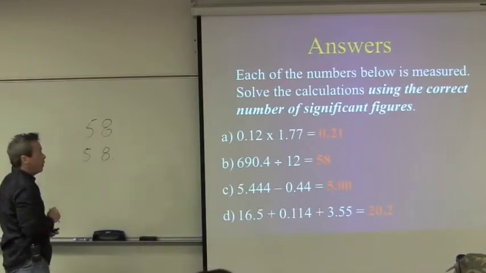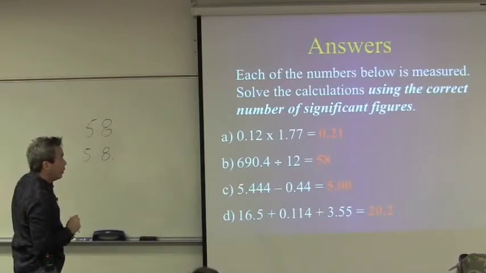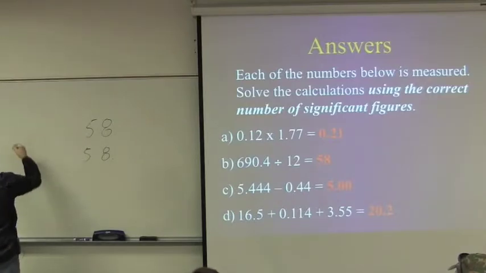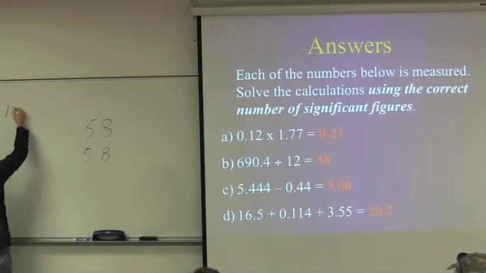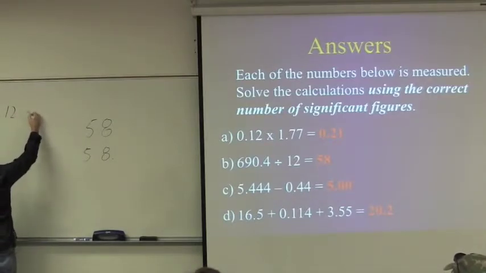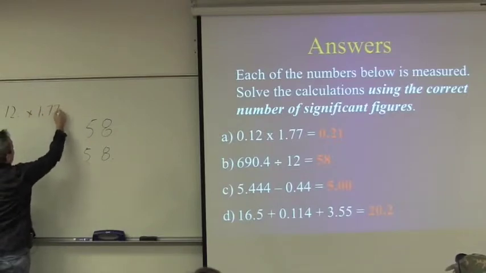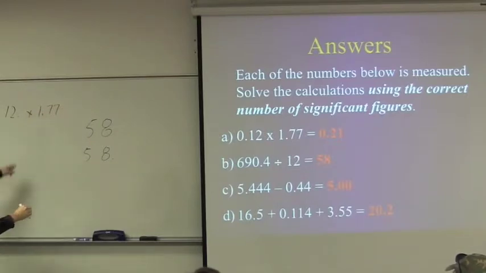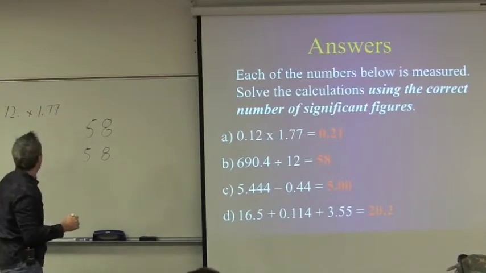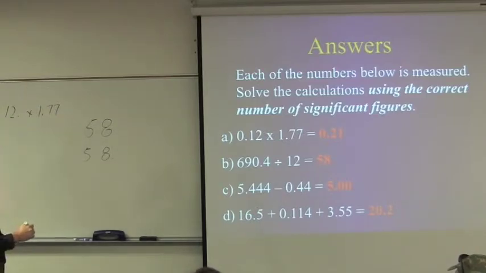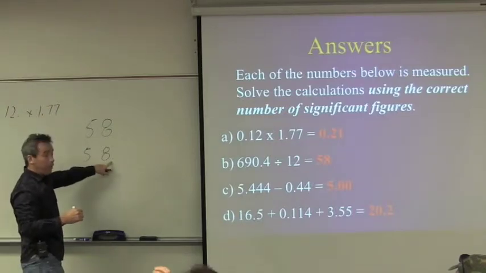What if the 12 had a decimal point after it? If you had this times this, you mean? Well, we'll use the same rule. How many significant figures here? How many here? How many should the answer have? So, no, it doesn't change it. Okay. I don't need to put a decimal point after the answer, the 58? Yeah.